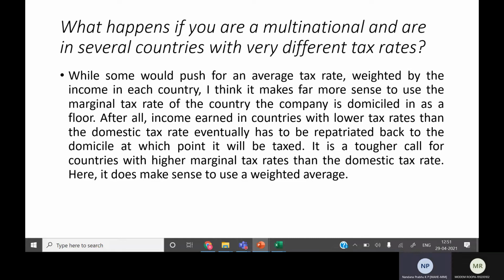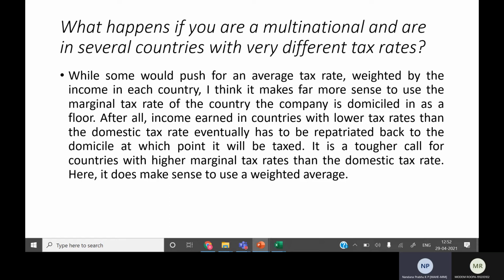That is what is meant by domiciled in. After all, income earned in countries with lower tax rates than the domestic tax rate eventually has to be repatriated back to the domicile, at which point it will be taxed. If my company is operating in those countries where the tax rate is less, what do I do? Finally, a part of the income has to be brought back to my country. So when I bring it back to my country, it will be taxed there. That's the idea. Therefore, use the marginal tax rate of the country in which the company is incorporated.